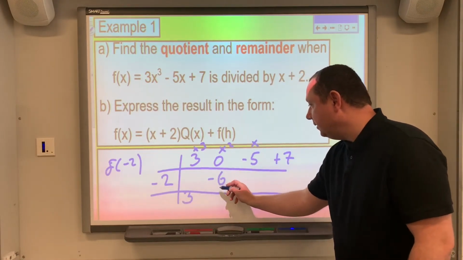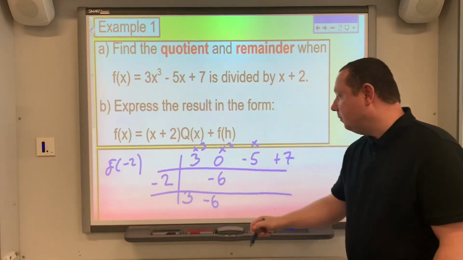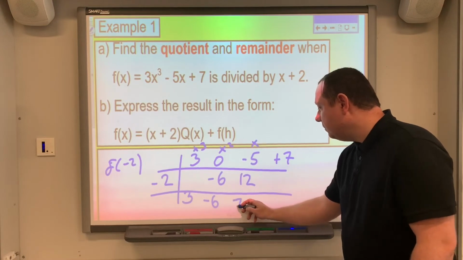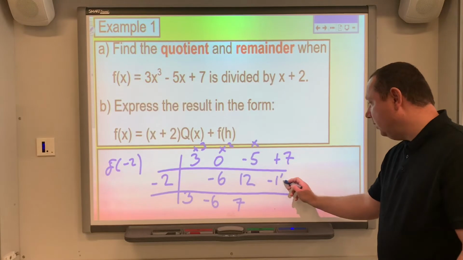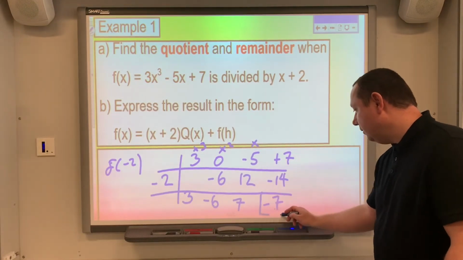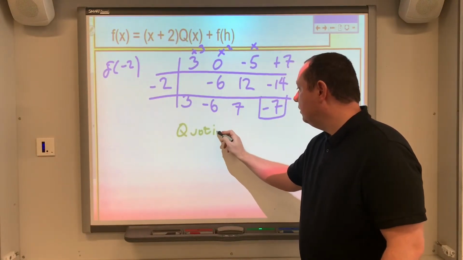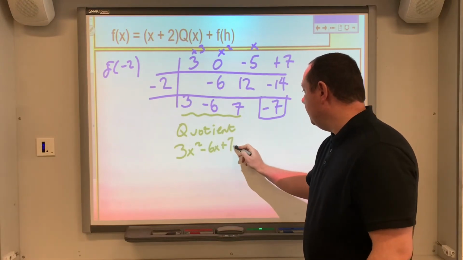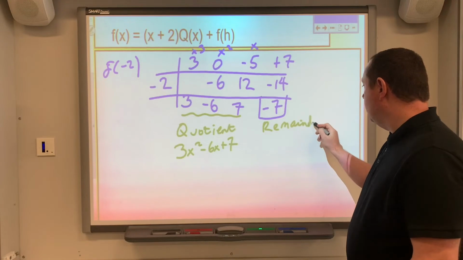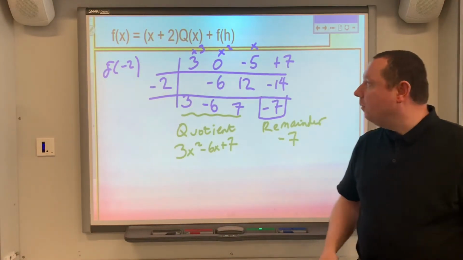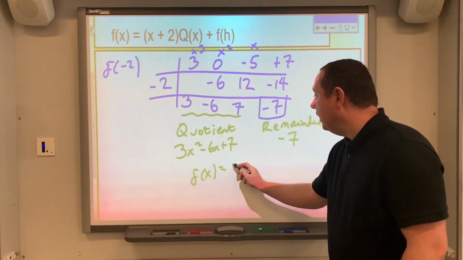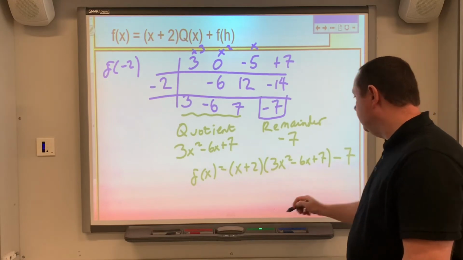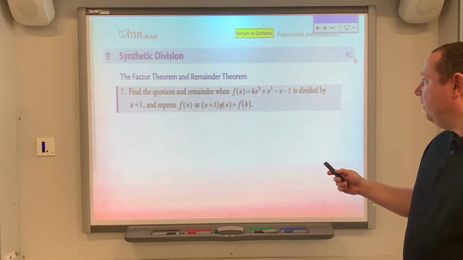3 times minus 2 is minus 6, minus 6 add 0 is minus 6, minus 6 times minus 2 is 12, 12 take away 5 is 7, 7 times minus 2 is minus 14, minus 14 add 7 is minus 7. So the quotient, well, this bit tells me my quotient is going to be 3x squared minus 6x plus 7, and my remainder is minus 7. So now to put it in the form it wants, f of x then equals x add 2, our divisor, times our quotient, plus our remainder, minus 7 at the end.